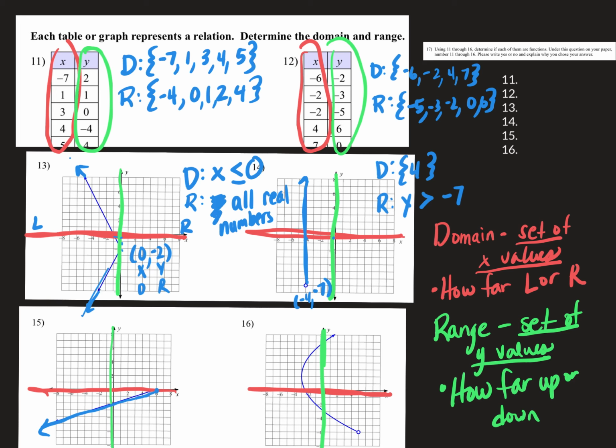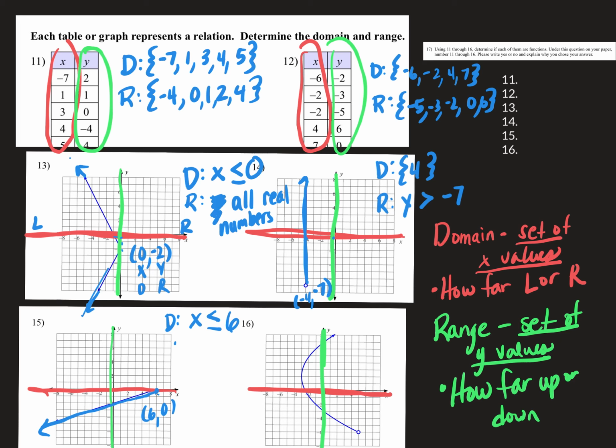So my domain is going to be x is less than or equal to, less than because it's going to the left. If it was going to the right, it'd be greater than. Equal to because this is a solid circle. And then what is that ordered pair? I go to the origin, go right 6, go nowhere up or down. So x is less than or equal to 6. That's the biggest x value for that graph.